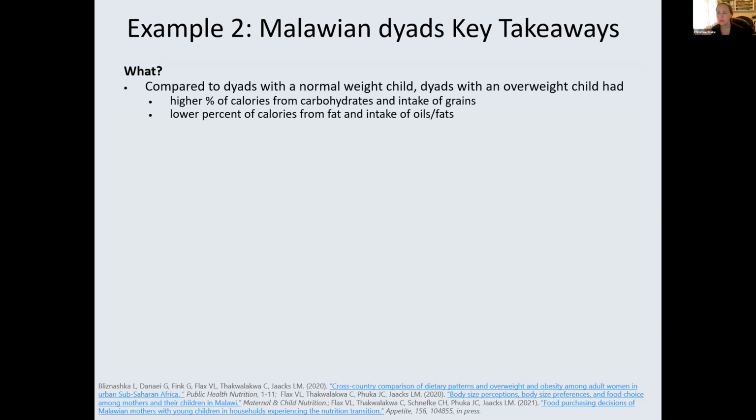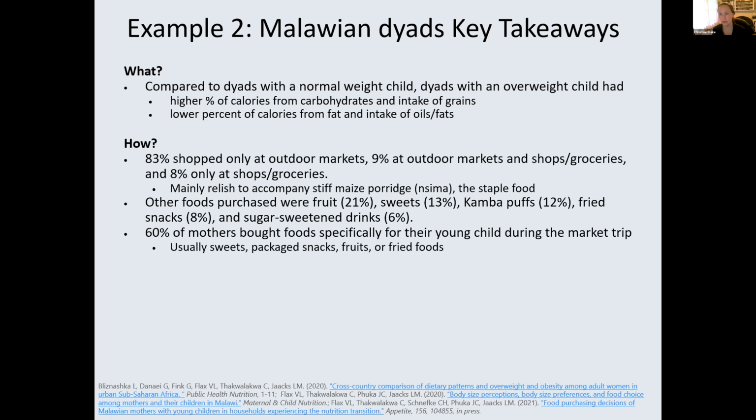From this study, we learn that compared to dyads with a normal weight child, dyads with an overweight child had a higher percent of calories from carbohydrate and intake of grains, and a lower percent of calories from fat and intake of oils and fats, among other aspects of their dietary patterns. So this tells us a little bit about the dietary intake patterns, but nothing about eating habits or drivers of food choice. To provide more insight, the investigators describe how mothers obtain food for themselves and their children.